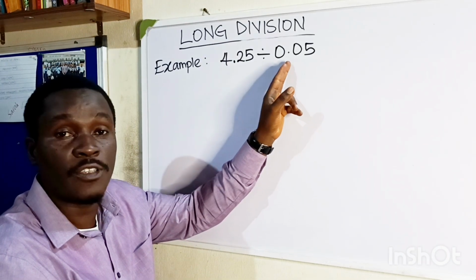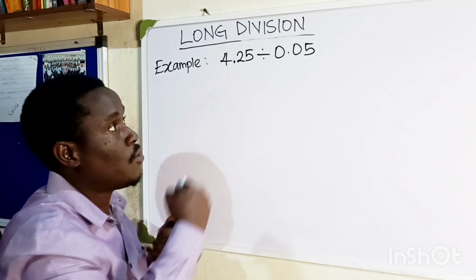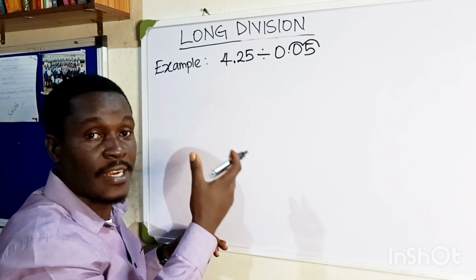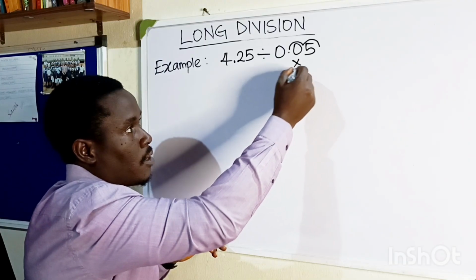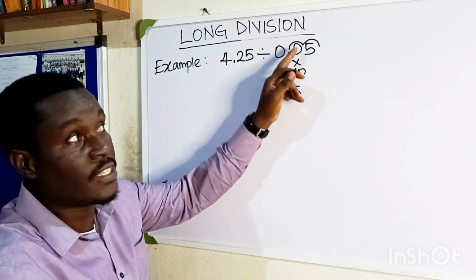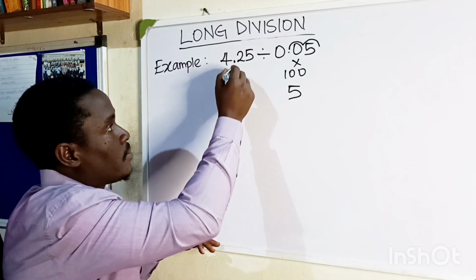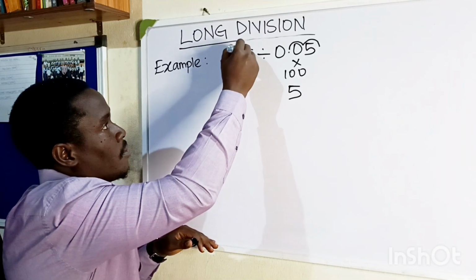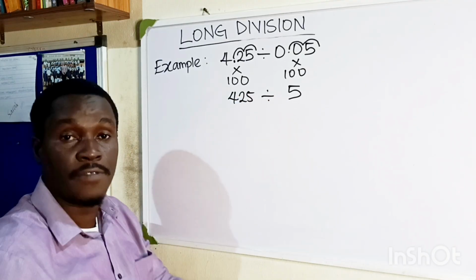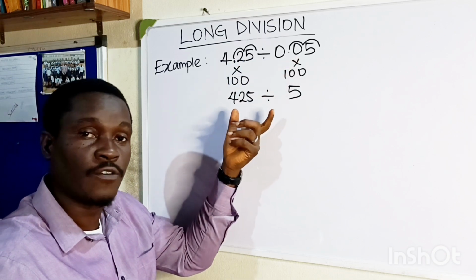Our initial focus is on the divisor. We want to convert the divisor to a whole number. Converting the divisor to a whole number, we move the decimal point twice. 1, 2. So that also means multiplying it by 100. And this will give us 5. So since we multiply by 100, which means moving the decimal point twice, we're also going to move the decimal point twice on the dividend, multiplying by 100. So now we have 425 divided by 5. Looking at it this way is easier than solving it this way. So now we can go ahead to solve using long division.